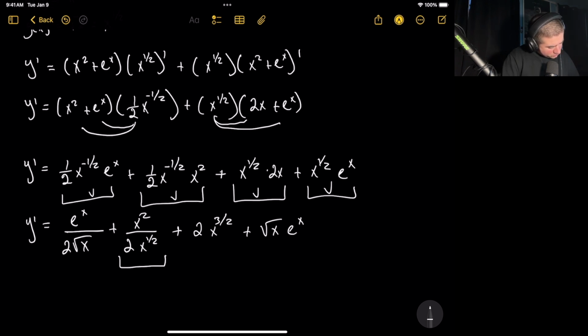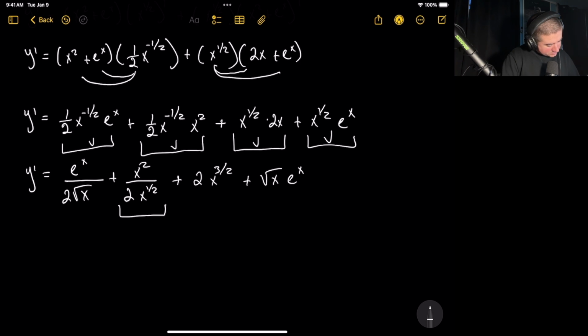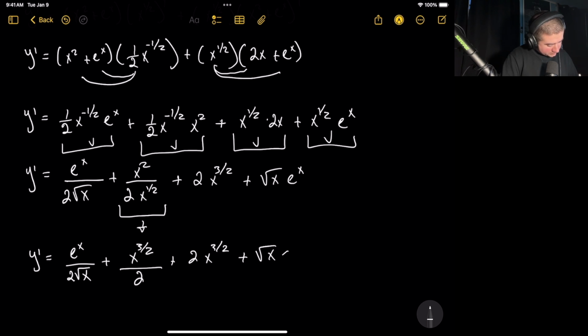Okay, so now we're going to be working with simplifying the second term here. We know that y prime is equal to e to the power of x over 2 root x. And the second term here, we're just going to subtract 2 minus 1/2. So 2 minus 1/2 is going to be 4 minus 1, which is 3 over 2. x to the power of 3 over 2 over 2. And then we're going to have 2x to the power of 3 over 2 plus the root of x times the e to the power of x.